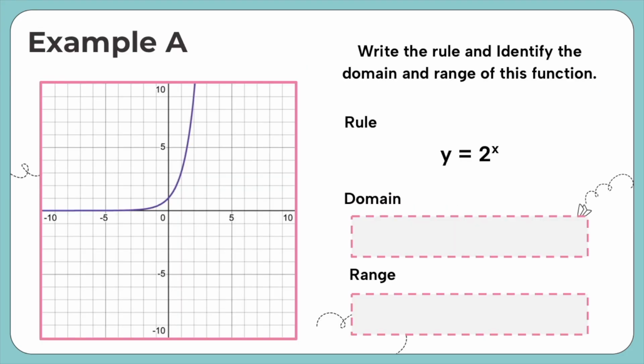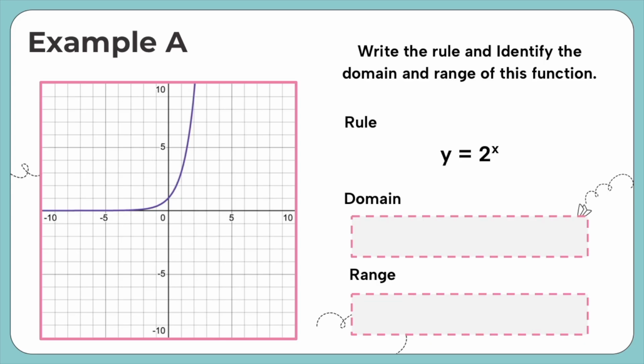So here in example A, it says write the rule and identify the domain and range of this function. So our rule is y equals 2 to the x. So we don't have to write the rule. They already did it for us. We now need to identify the domain and range of this function. So we can see that in the domain, the curve starts from negative 10, is off screen. It's got an arrow there. It's going all the way into the negatives as far as it can go in that direction.